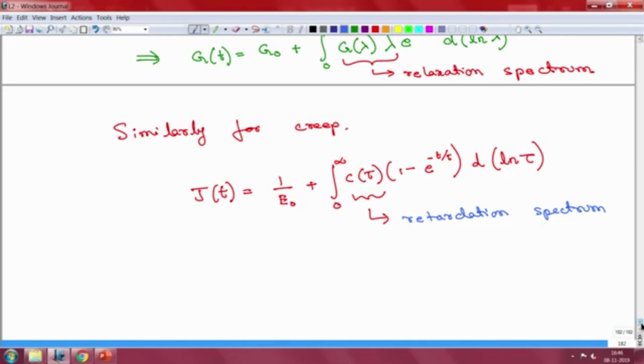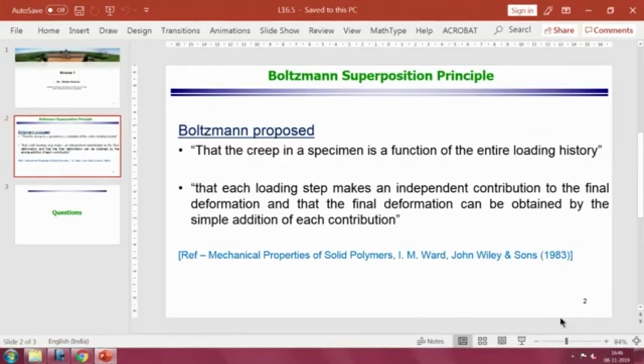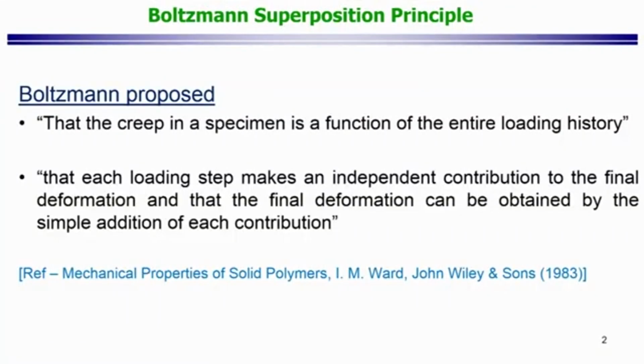Okay. So, at this point I would like to introduce another important principle called the Boltzmann superposition principle. This particular variation of the Boltzmann superposition principle is taken from the book Mechanical Properties of Solid Polymers by I.M. Ward, which is a John Wiley and Sons publication. The particular edition that I have is from 1983.